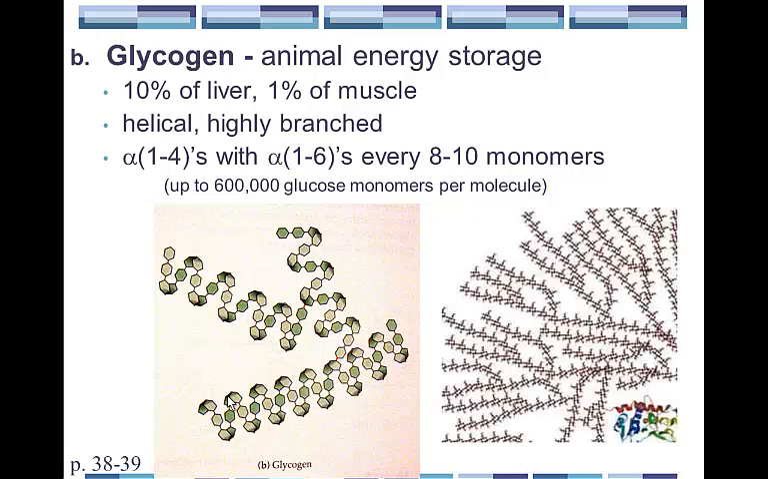Next, glycogen. Glycogen is how animals store energy. We do not take the glucose and store it in the form of starch. We store our excess glucose first in the form of glycogen. And about 10% of our liver is actually in the form of glycogen, along with about 1% of our muscle. This is where we go to our energy first when we're running out of the sugars in our body.